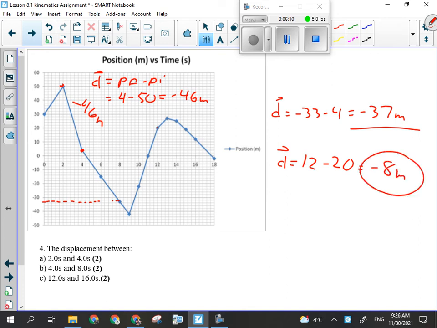So our displacement during that time should be negative 8 meters. Okay. Everybody all right with that? Okay. When people are done, number 5. Okay, I'll let you get ahead of me.